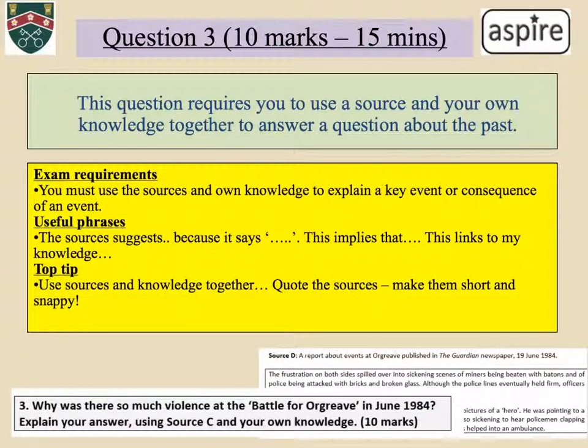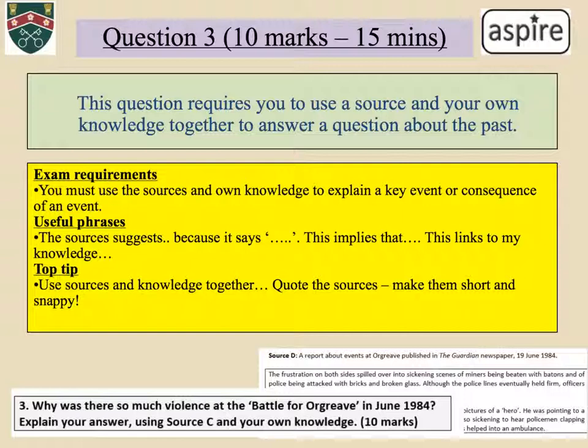Question number 3 is worth 10 marks and you should spend 15 minutes on it. This question requires you to use a historical source and your own knowledge to answer a question about the past. The most important exam requirement in here is to make sure that you do use the source and you also use your own knowledge. Own knowledge must be extra information that you know which is not in the historical source.